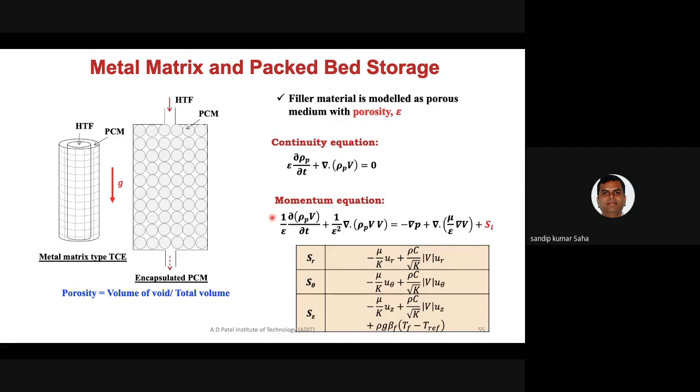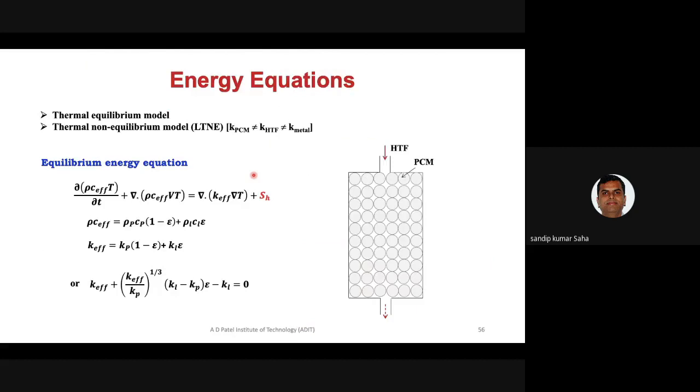The source term, similar to our earlier case, will be a little bit different here, where the porous medium is actually resisting the flow. That modeling you have to do through permeability, which again depends on porosity and on the structure. For different structures, this permeability varies, and you have to choose accordingly. So these are the momentum and energy equations.